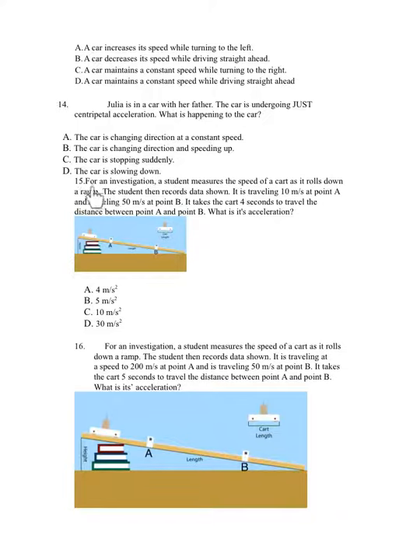Number 15. For an investigation, a student measures the speed of a cart as it rolls down a ramp. The student then records the data shown. It is traveling 10 meters per second at point A and traveling 50 meters per second at point B. It takes the cart 4 seconds to travel the distance between point A and point B.